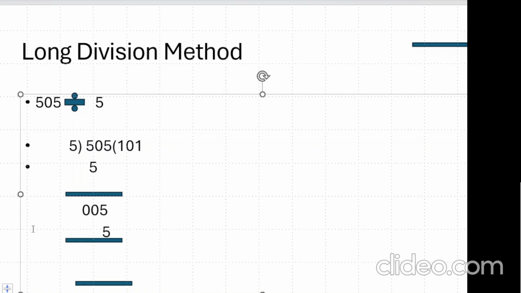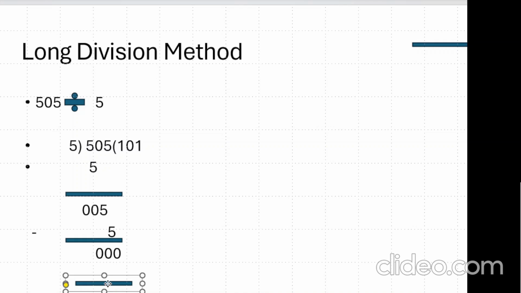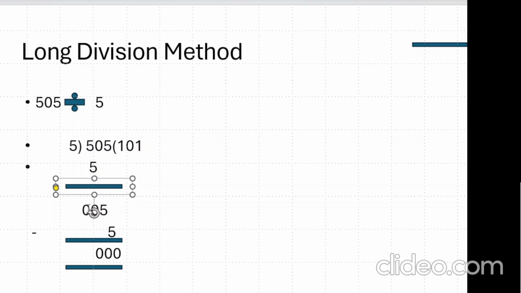Now when I subtract 5 minus 5 will be 0. As there is no further division to be taken, as we got the final remainder as 0, hence our answer will be 101. As our quotient is 101, the answer that we have is 101. So hope you have understood the long division as well, children.